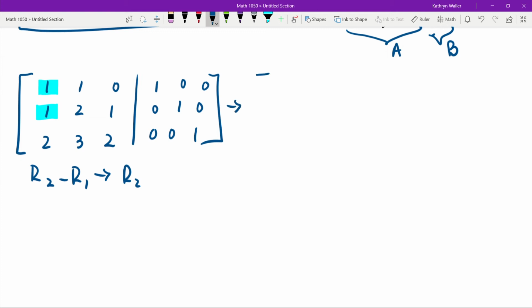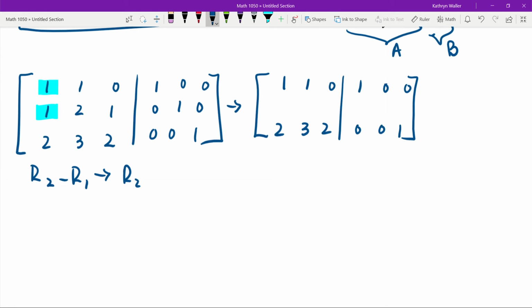Row 1 doesn't change. Row 3 doesn't change. Row 2 minus row 1. 1 minus 1, 0. 2 minus 1, 1. That's why I did row 2 minus row 1, so I could get that 1 right there. 1 minus 0, 1. 0 minus 1, negative 1. 1 minus 0, 1. 0 minus 0, 0.